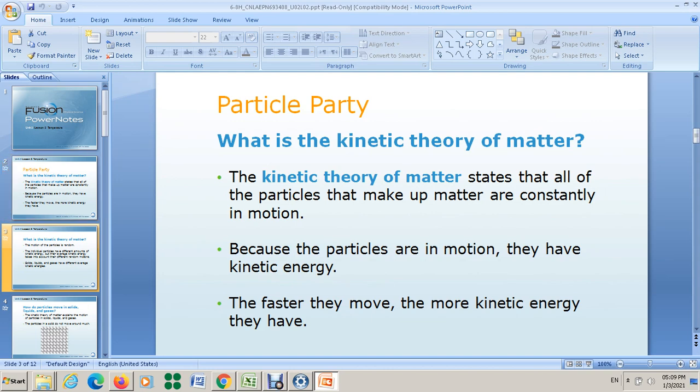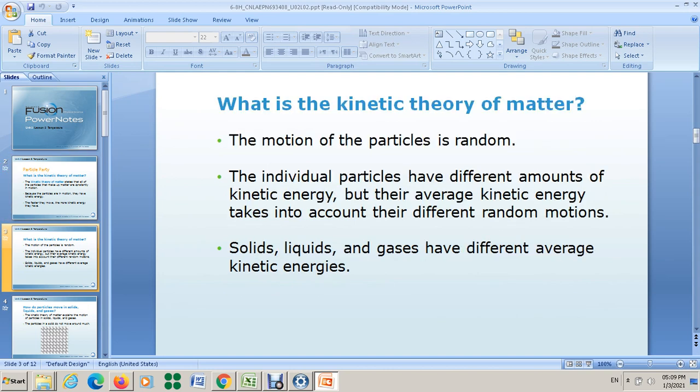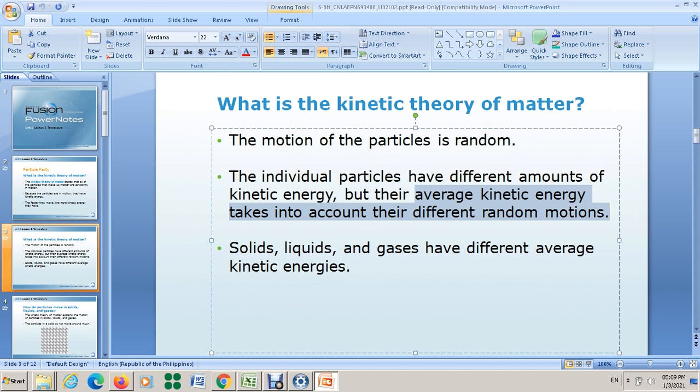Since we're talking about the particles and the kinetic theory of matter, the motion of particles is a random motion. For example, the particles are not moving in one direction. They are in a random movement. So the individual particles have different amounts of kinetic energy, but their average kinetic energy takes into account their different random motion. You have to put this sentence in your mind, it is very important.